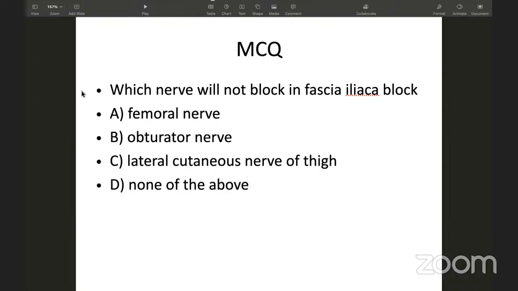Okay. Next, very easy. Which nerve will not be blocked in fascia iliaca block? Femoral nerve, obturator nerve, lateral cutaneous nerve of thigh, none of the above. There is a mixture of C and A, ma'am. C and A are blocked. We are asking not blocked. Oh, there's B also. Correct answer is B, obturator nerve. That area is not for obturator nerve, right? So Akansha has given. Next.